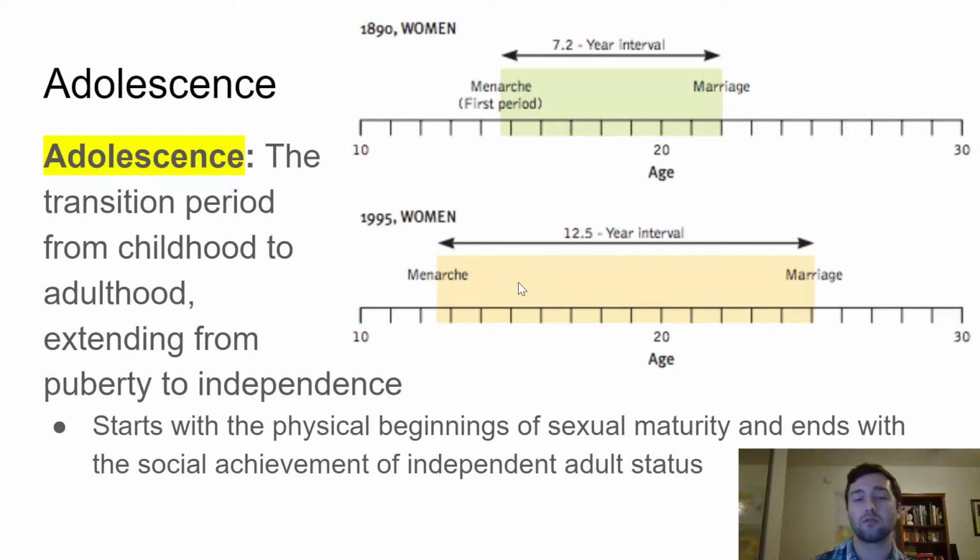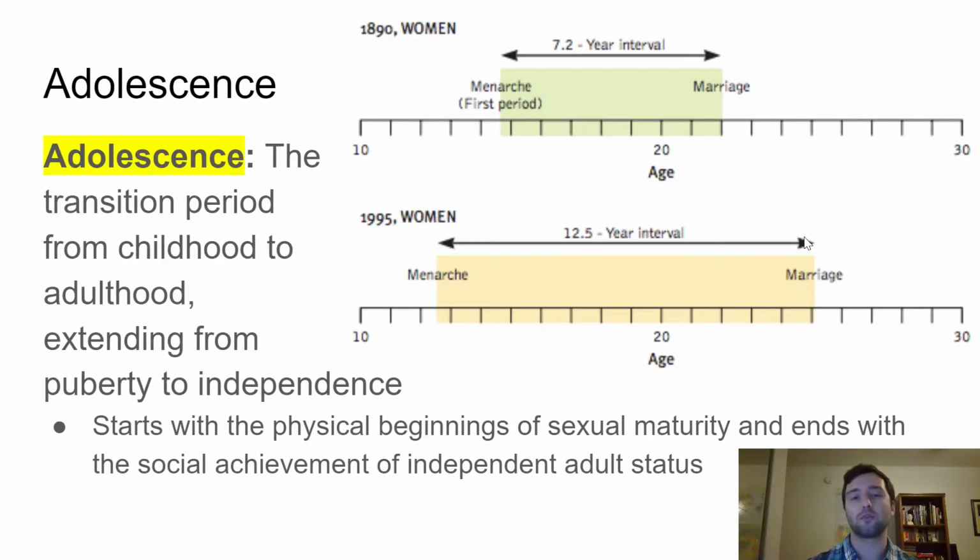Now, in 1995, and this is still quite a while ago, menarche had moved earlier. Even today that's still continuing to happen, where women are having their periods earlier than they used to. So it had moved to in between 12 and 13 years old, and marriage had moved back. It was no longer at about 22, it's closer to, I believe, about 25-ish. So it had extended from this 7-year period to this 12-year period.